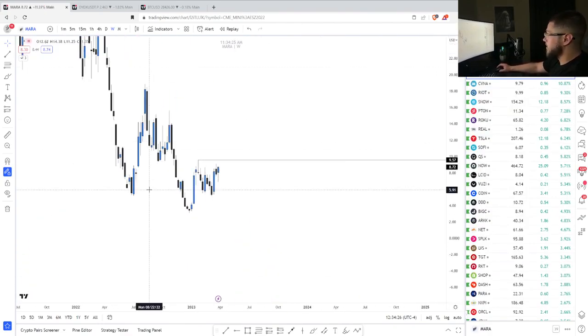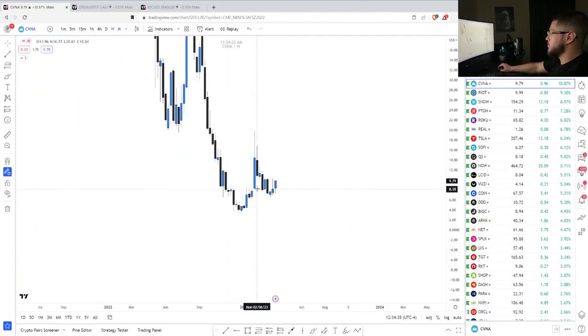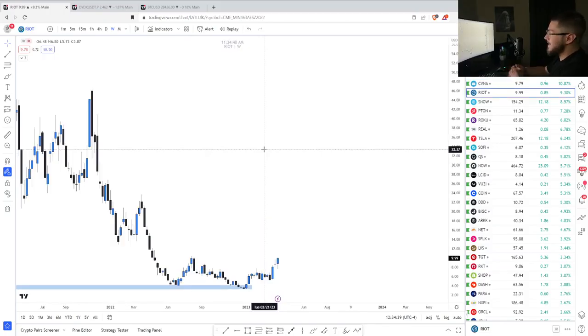Okay, what do I see here? Market structure shift, traded into a fair value gap, clear draw on liquidity. Okay, next. What's Carvana? Okay, market structure shift, traded into a volume imbalance. Draw on liquidity is going to be up. Okay, next. You see how easy that is?